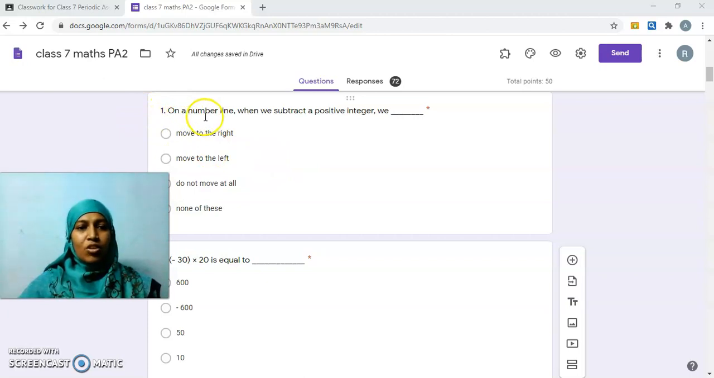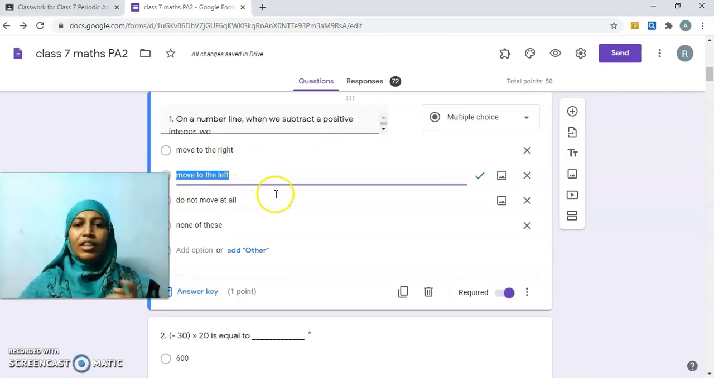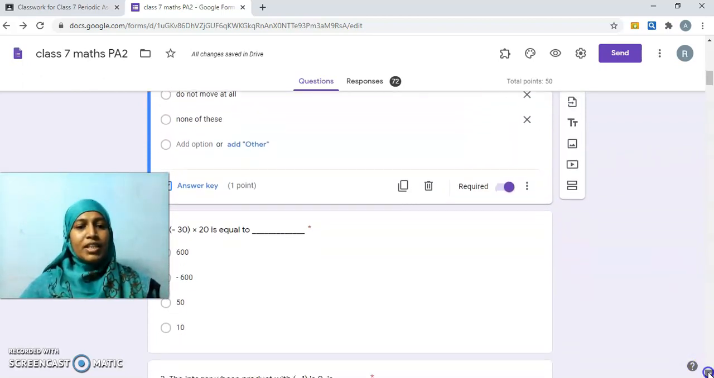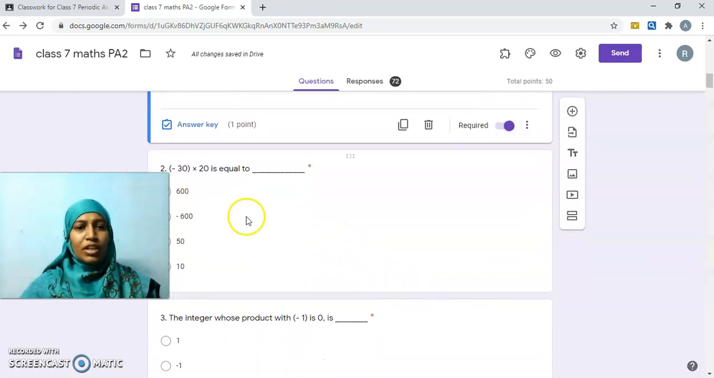The first question is, on a number line, when we subtract a positive integer, subtract in the sense minus of plus is a negative, so we have to move towards the left. That is the right answer. Here, see here, this is the right answer. Move to the left.